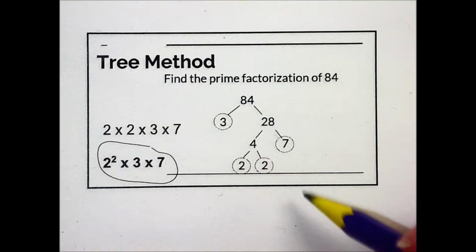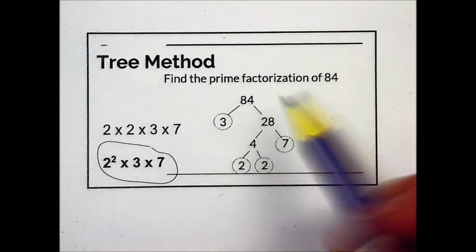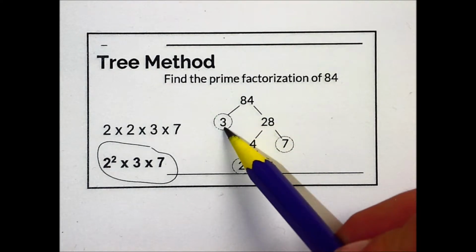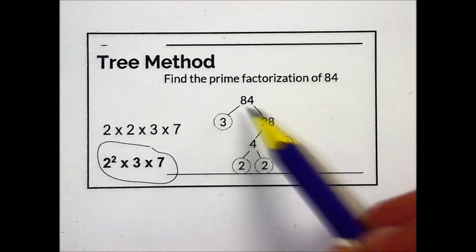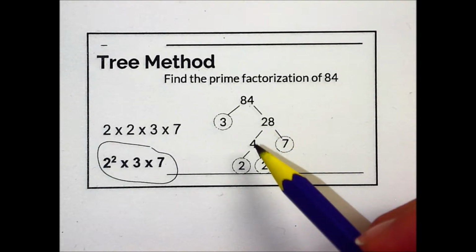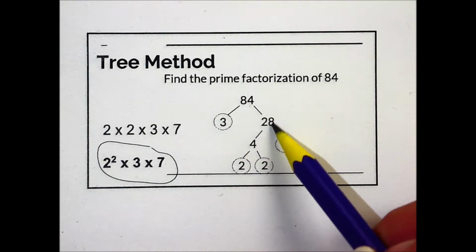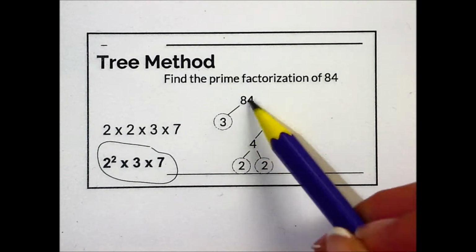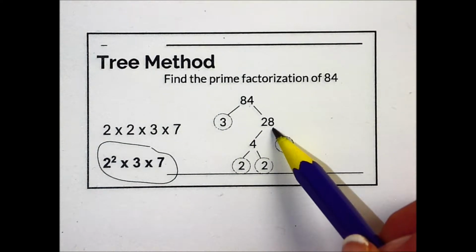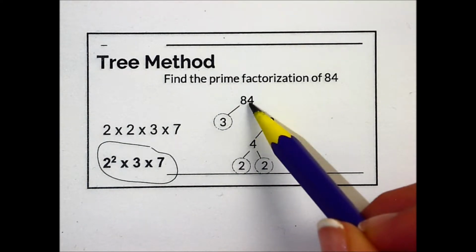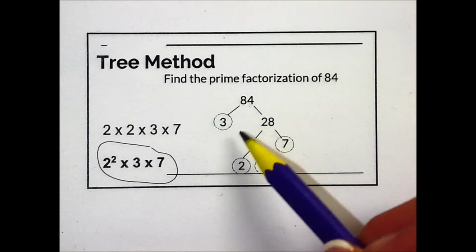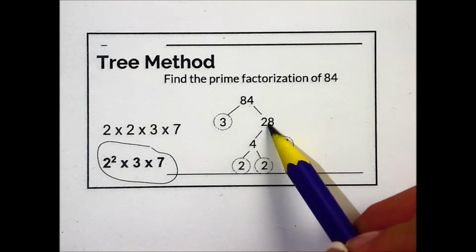The first method I would like to show you is called the tree. You take any composite number. You're going to choose two numbers to multiply together to get that composite number. The neat thing about using the tree is you can pick any two numbers, any factor pair that you can multiply together to make 84. So I chose 3 and 28. Someone else might have chosen something different, maybe something with a 2, since this is an even number. That would work too. We're just going to try it with 3 and 28.